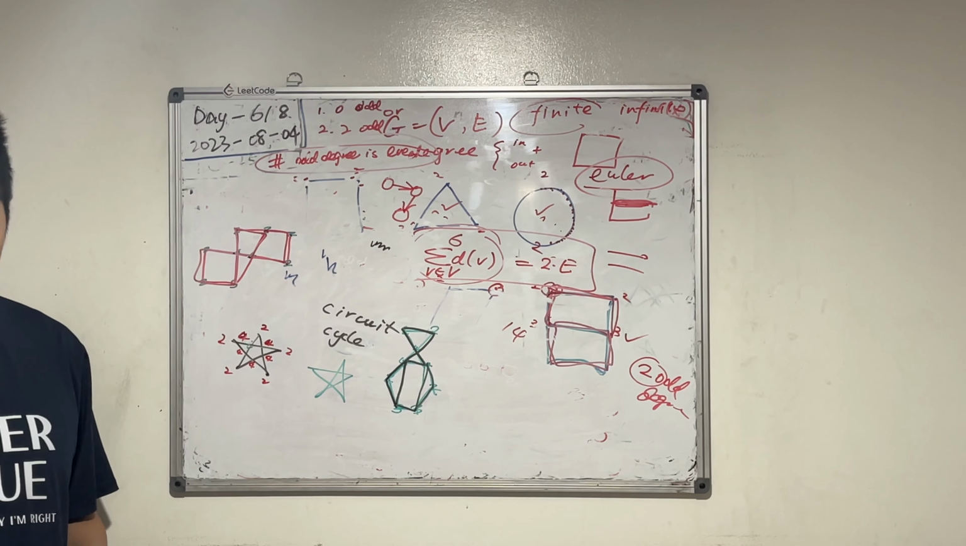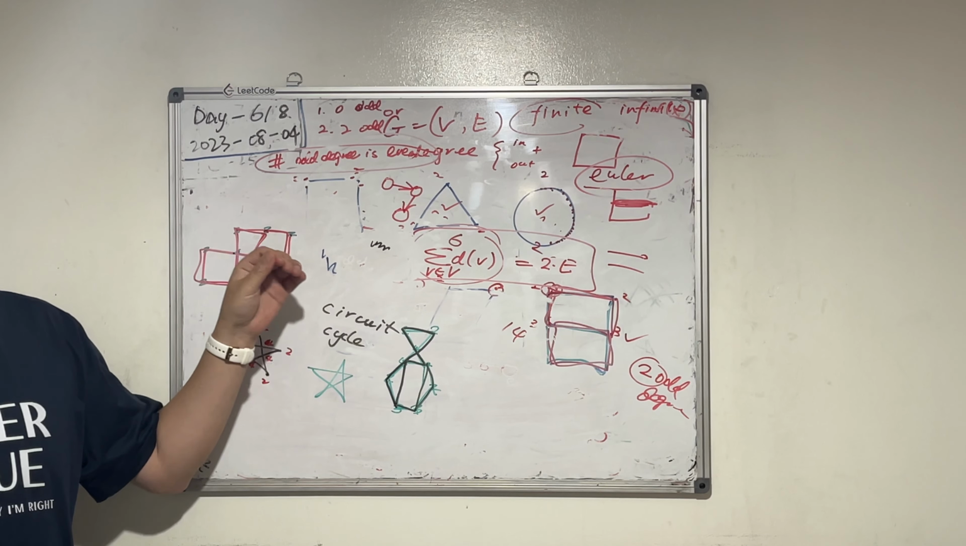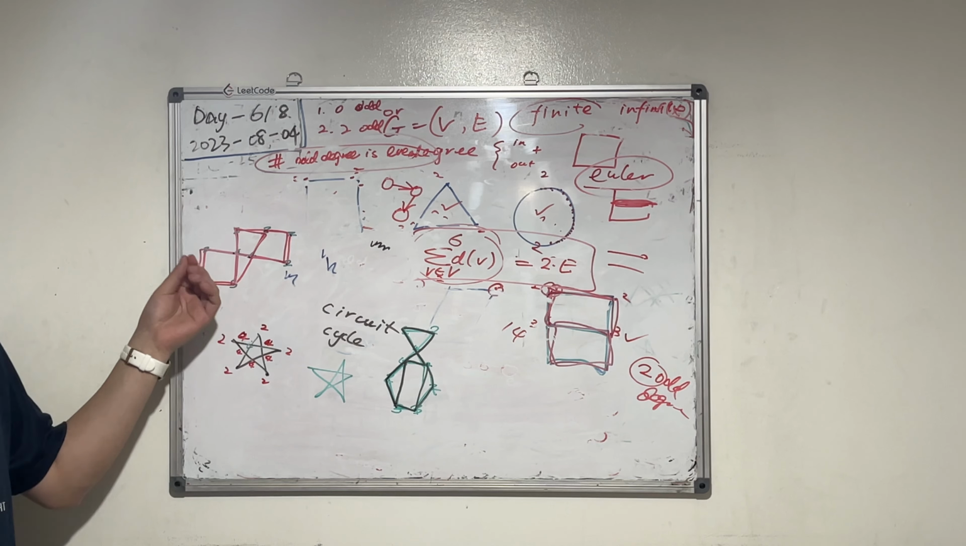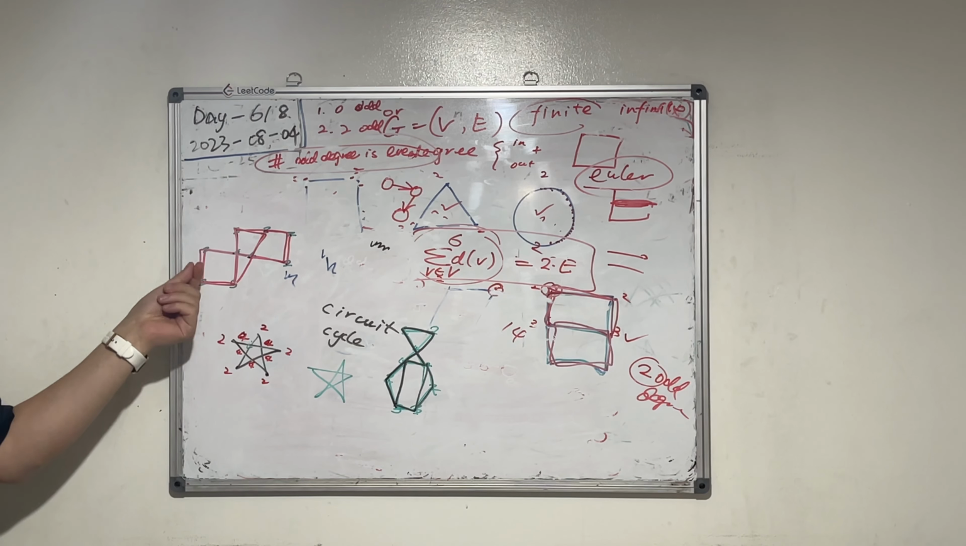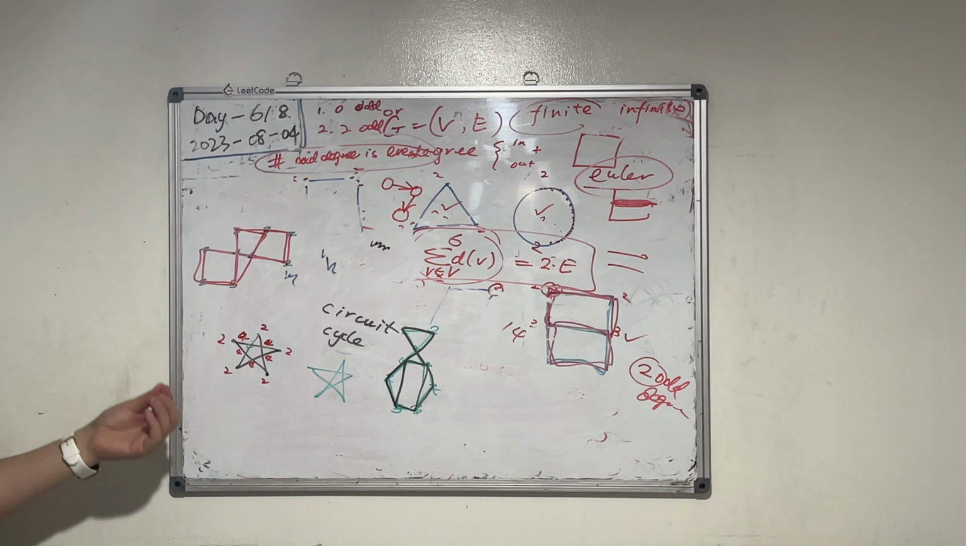So last lesson we talked about using one stroke to draw the shapes. Is it possible to draw a shape using one stroke? For example, given this, can we draw this using one stroke? How can we find it out?